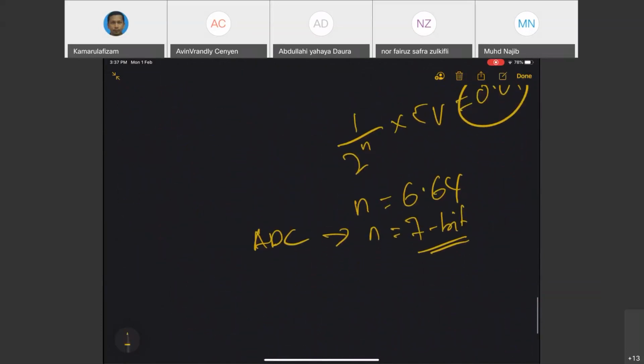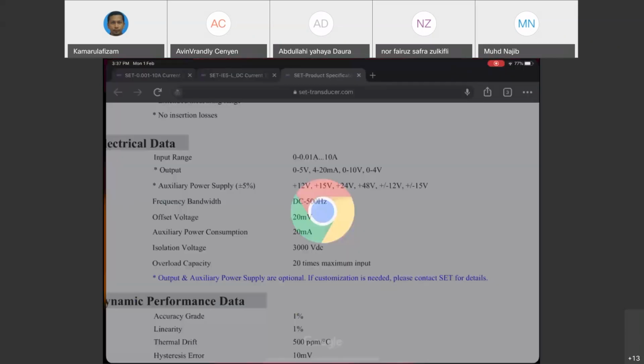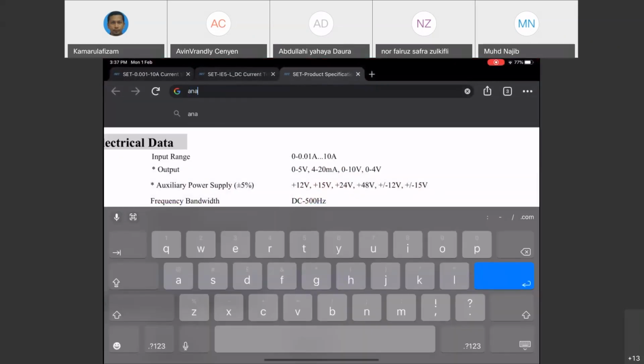Semua dapat yang faham kan? This is a very basic one lah. Okay. I'm going to see the analog multiplexer.